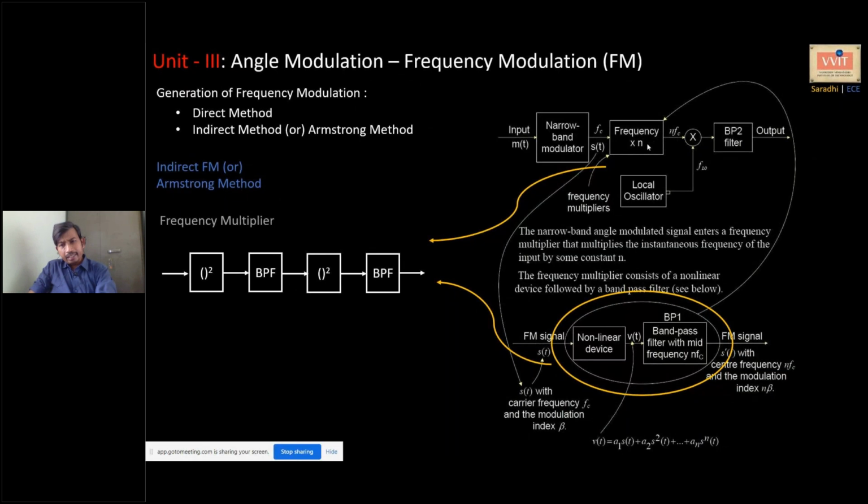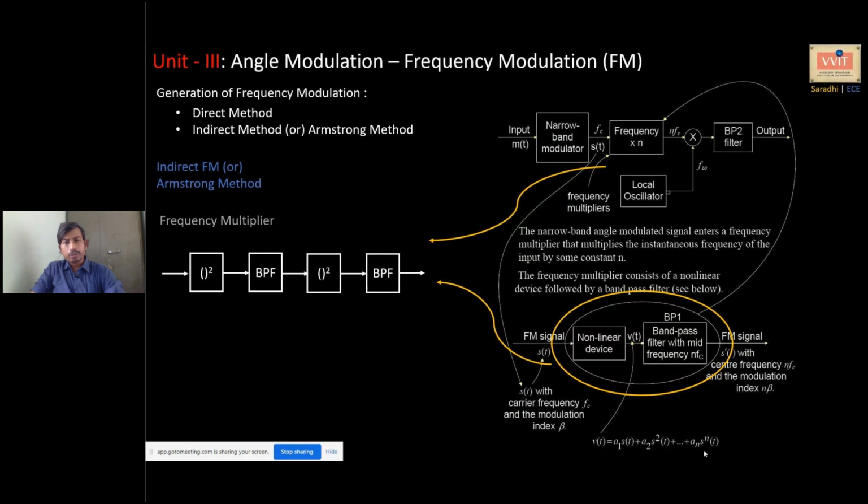This conversion to wideband FM can be done by using frequency multiplication. And what is this? You can understand from this. Every frequency multiplier will have two blocks. One is a nonlinear device, another one is a band pass filter. The nonlinear device can be anything, a nonlinear diode, a square law device, anything where its input and output are related like a linear combination: a1 s of t, a2 s square of t, and so on, a n s power n of t.